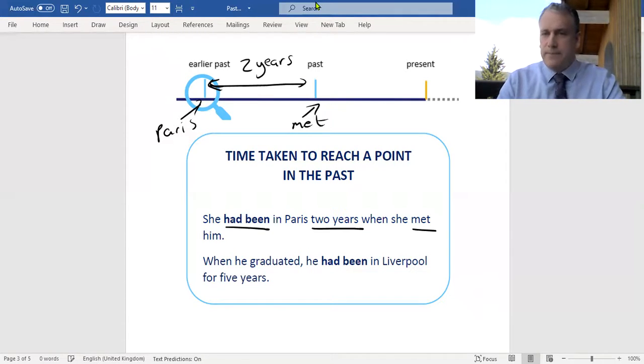When he graduated, he had been in Liverpool for 5 years. Take a minute and have a think about that. Okay, so let's break it down. He had been in Liverpool. That's the thing that happens first, because had been is the past perfect of to be. So at some point here, he goes to live in Liverpool. And then some point later, he's graduated. He graduated, past simple. So we know that's the second event. So the graduation is here.